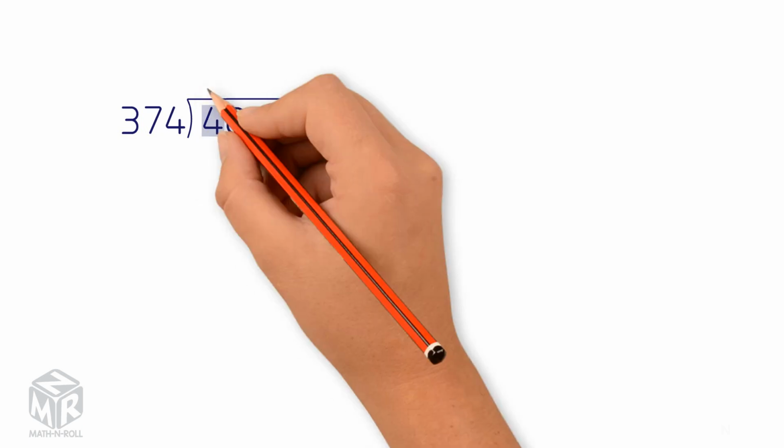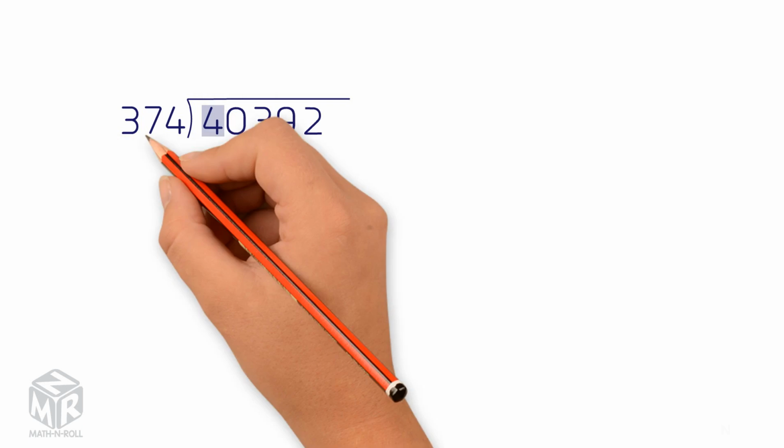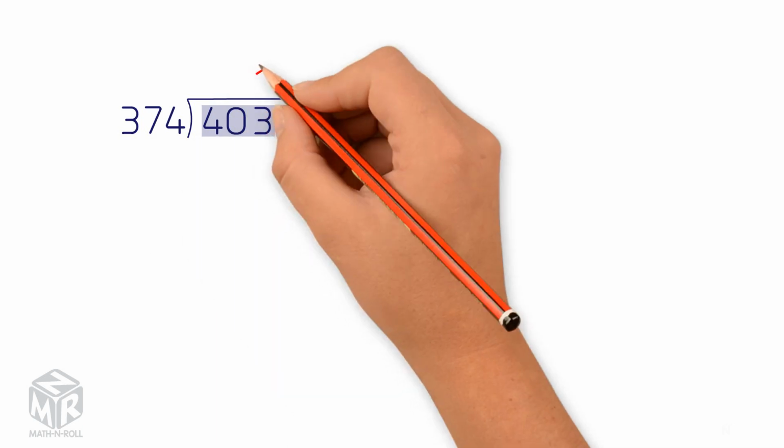Let's try another example. 40,392 divided by 374. 374 goes into 4 0 times. So we write 0 above the 4 or leave a space. 374 goes into 40 0 times. So we write a 0 or a space above the 0. Now we ask ourselves how many times 374 goes into 403, one time. So we write a 1 above the 3.